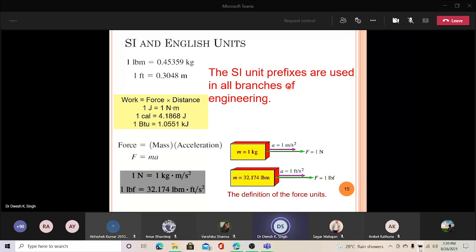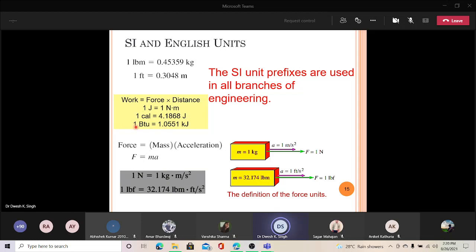So let us take a look, so that you may not get confused if you get such things in the future. 1 joule is equal to 1 Newton meter. We all know this. And 1 calorie is equal to 4.1, and this is very common.